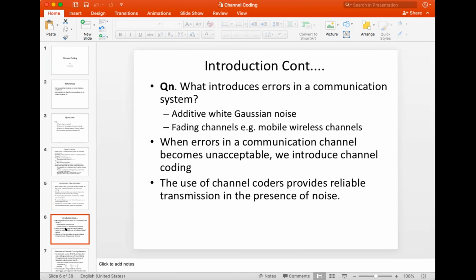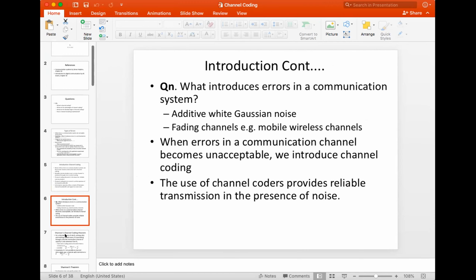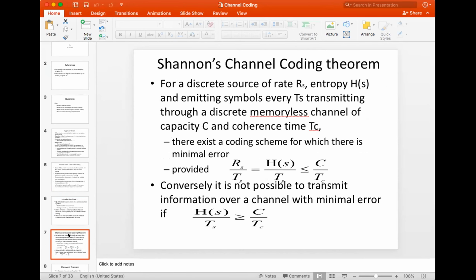I'm not going to read or repeat this. I've already talked about this. I told you about the errors, I'm not going to repeat that one. So I'll just go straight to another one. So maybe the last bullet, that's the wise channel encoders to provide reliable transmission in the presence of noise and any other channel environments.